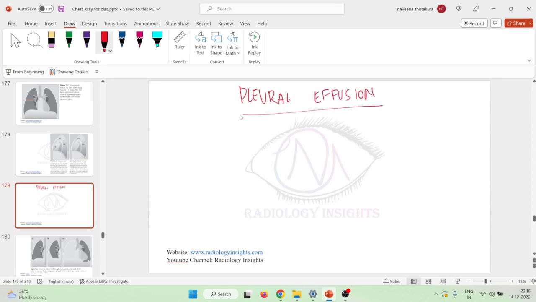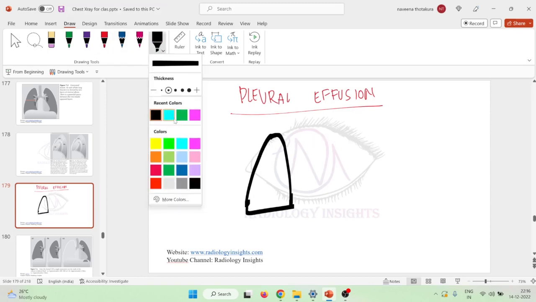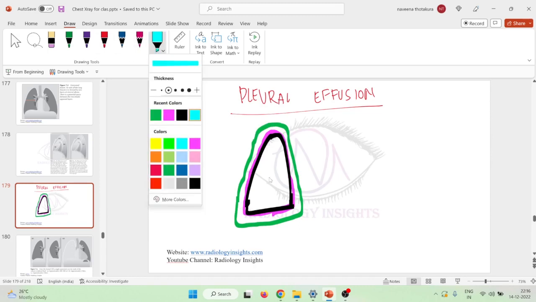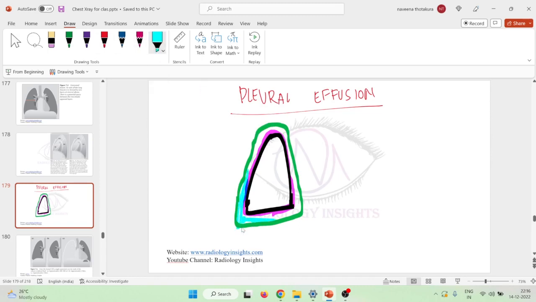Actually, in pleural effusion, as we have already said, the lung is bound by the visceral layer. This is the visceral layer of pleura, which is covering the lung, and there is the parietal layer of the pleura, which is covering the lung again. The outer layer is the parietal layer, the inner layer is the visceral layer. Between the parietal and the visceral layer, we have this fluid, which is a lubricating fluid present between the parietal and visceral layers of the lung.